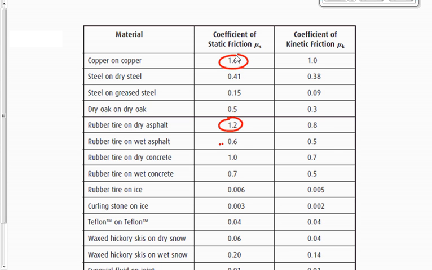Copper studded tires? Just be careful with that though, because it's a good idea, but I don't know what the coefficient of friction is between copper and asphalt. Copper and copper is really high, but copper and asphalt might not be all that high. You can get studs though to put in your tires. I don't think they're made out of copper. I think they're made out of plastic now.